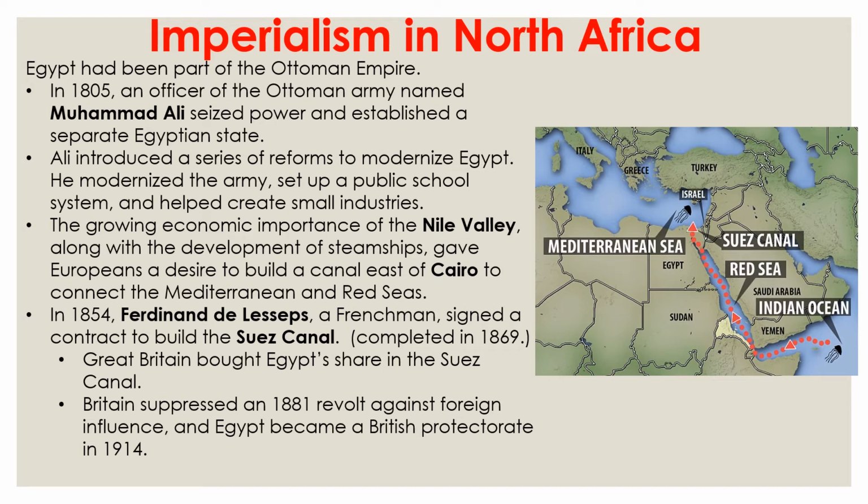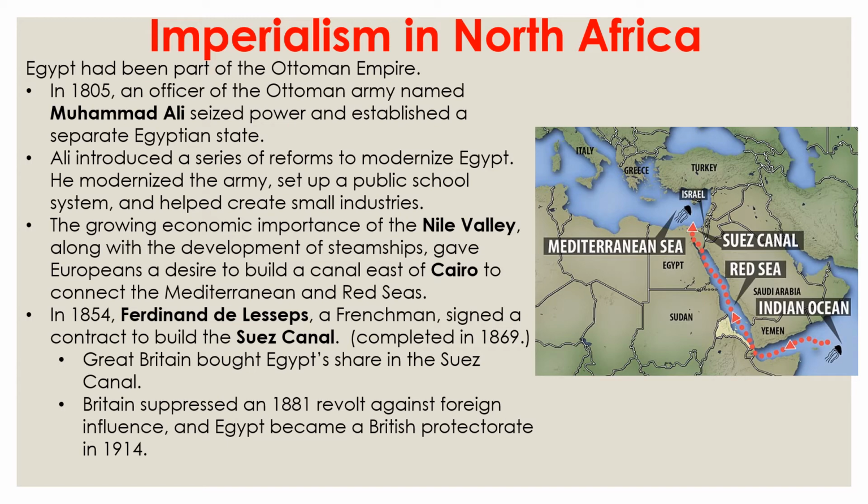The growing economic importance of the Nile Valley, that of course was controlled by Egypt, along with the development of steamships, gave Europeans a desire to build a canal east of Cairo to connect the Mediterranean Sea to the Red Sea. Great Britain and France in particular wanted to dig what is called the Suez Canal, because this could get them to their interests in India and Southeast Asia without having to sail all the way around the Cape of Good Hope at the tip of Africa, cutting out a lot of sailing time.